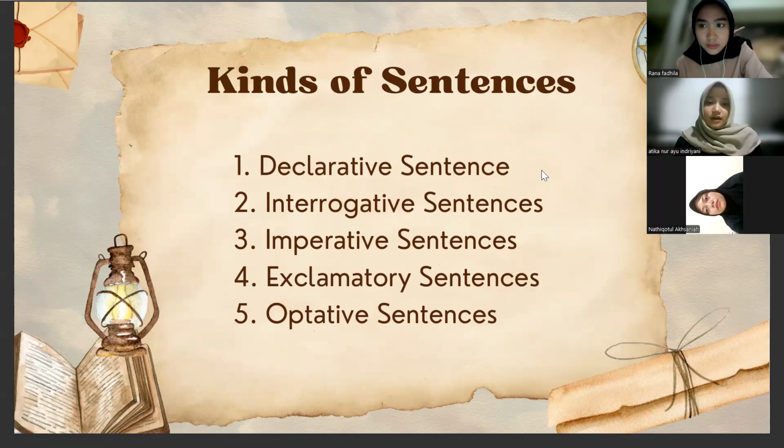And there are 5 kinds of sentence. Number 1 is declarative sentence. Number 2 is interrogative sentence. Number 3 is imperative sentence. Number 4, exclamatory sentence. And the last is optative sentence. Next.